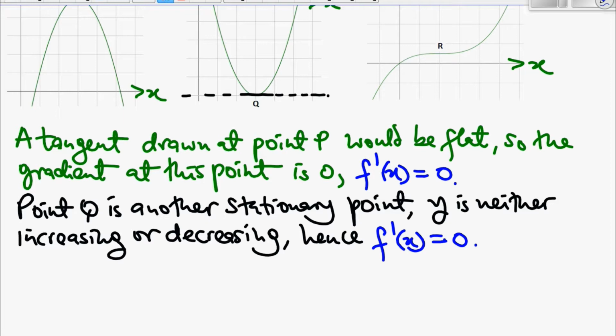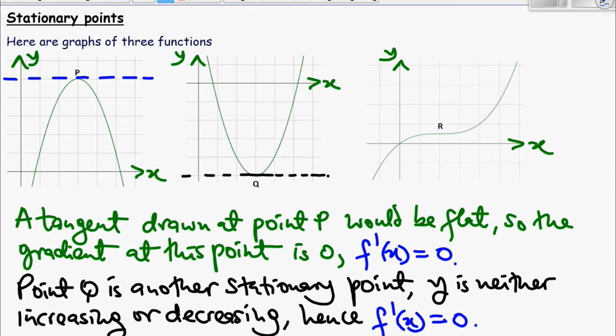How about point R? What do we notice? Point R is also a stationary point because a tangent drawn at this point will be flat. So the gradient at this point is 0. So if we draw a tangent at this point, suppose this is our tangent, we can see that this tangent is flat, horizontal. So the slope of this tangent will be 0.